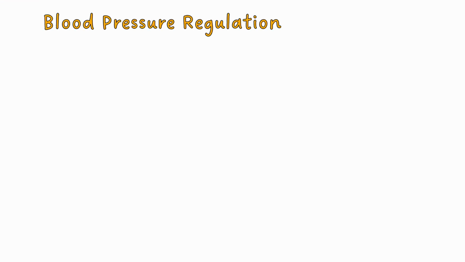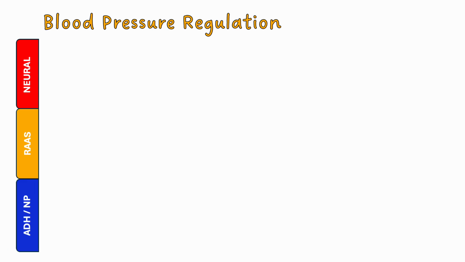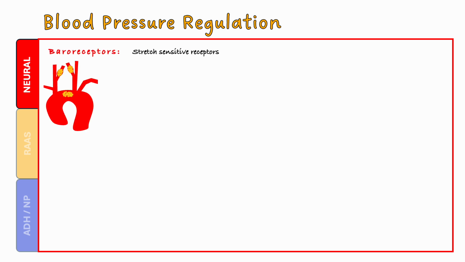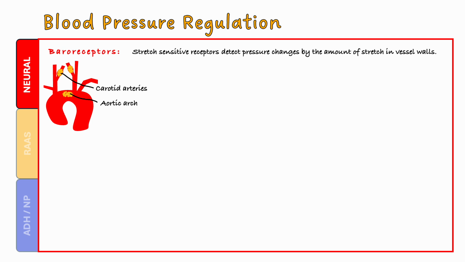Blood pressure regulation involves the neural pathway, the RAAS system, and the hormones anti-diuretic hormone and natriuretic peptides. If we look at the neural pathway first, baroreceptors are stretch-sensitive receptors that are located primarily within the carotid arteries and the aortic arch. They detect pressure changes by the amount of stretch in the vessel walls, and then send these signals to the medulla oblongata, which triggers the autonomic nervous system to respond.